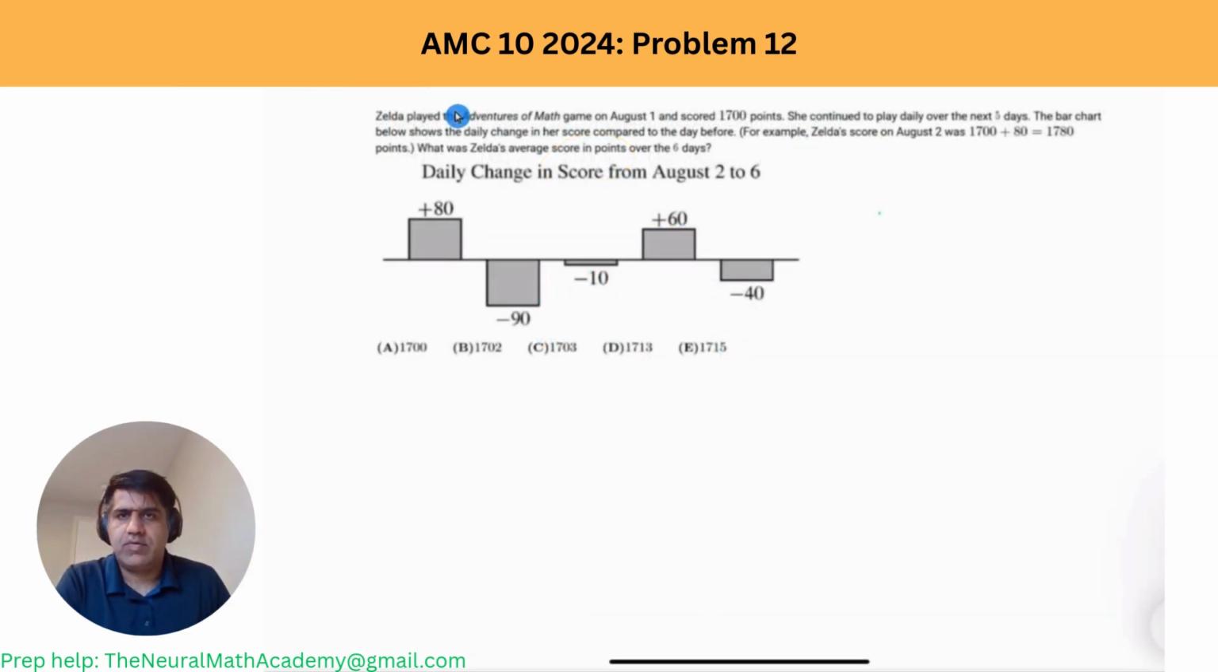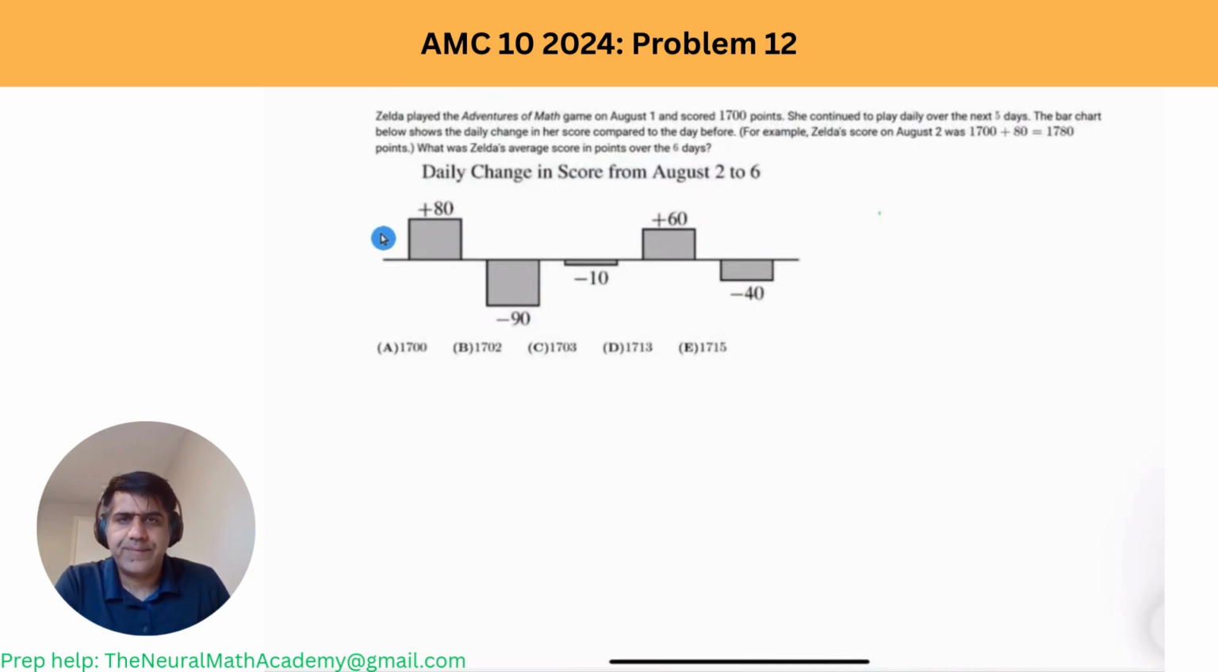Let's look at problem 12, where we are given that Zelda played the Adventures of Math game on August 1st and scored 1700 points. She continued to play daily over the next 5 days. The bar chart below shows the daily change in her score compared to the day before. What was Zelda's average score in points over the 6 days?